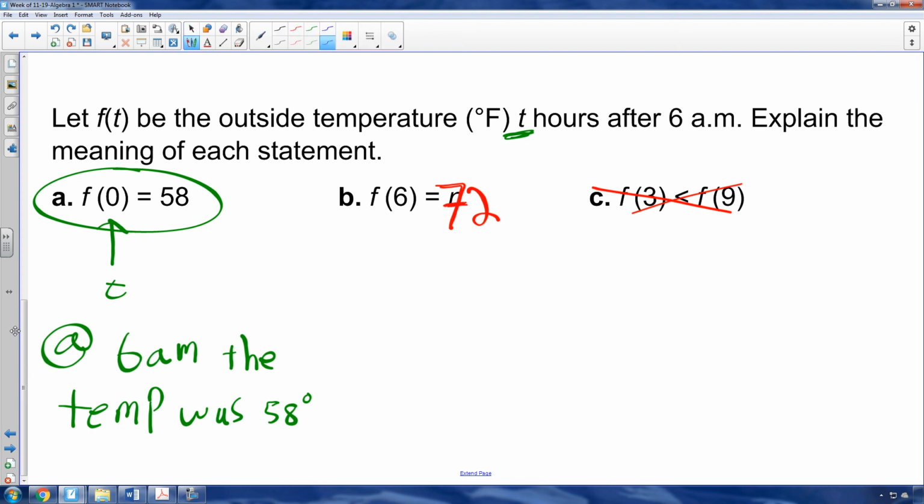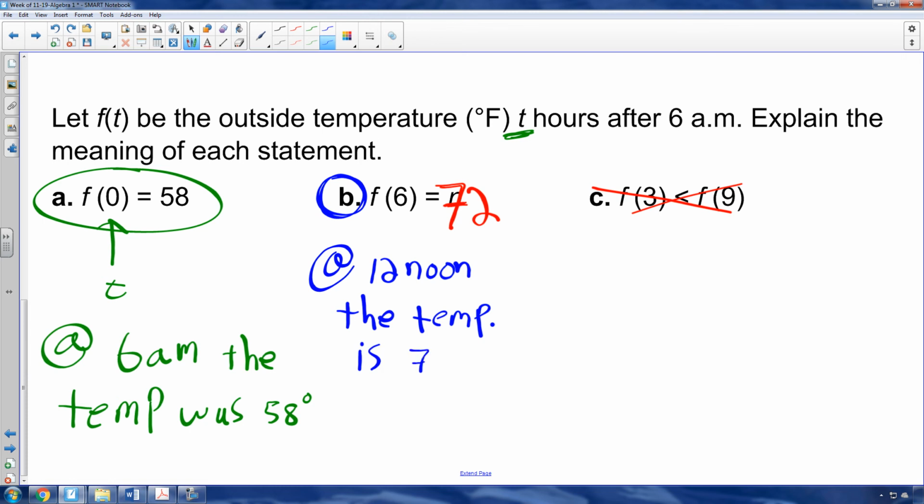Okay, so now tell me what this means. I've changed a number on it. Be aware that I've changed a number on it. So this is the number of hours since 6 a.m. So how many hours since 6 a.m. has it been? 6 hours after 6 a.m. What time is it? It's 12 o'clock noon. At 12 noon, the temperature is exactly 72 degrees.